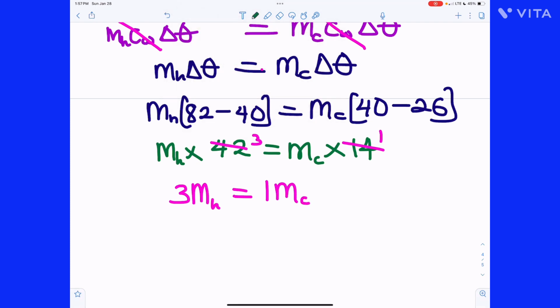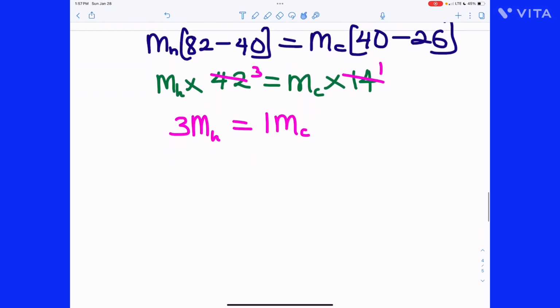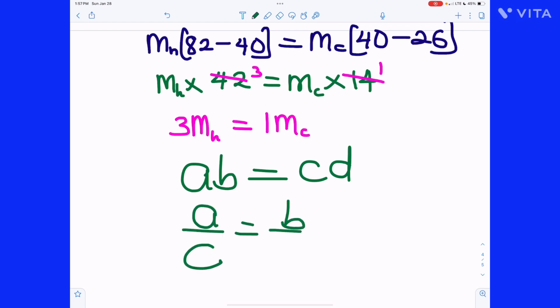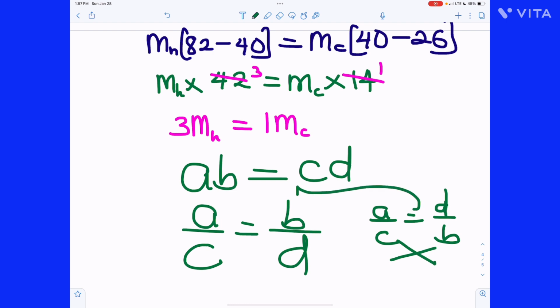So, now, remember that in math, there's something we do. In mathematics, when A times B is equal to C times D, we have written this in straight form. If we want to write it using fractions, we are going to do A over C is equal to B over D. You will not do A over C is D over B. That will be wrong, because cross multiplication will not give you this back.